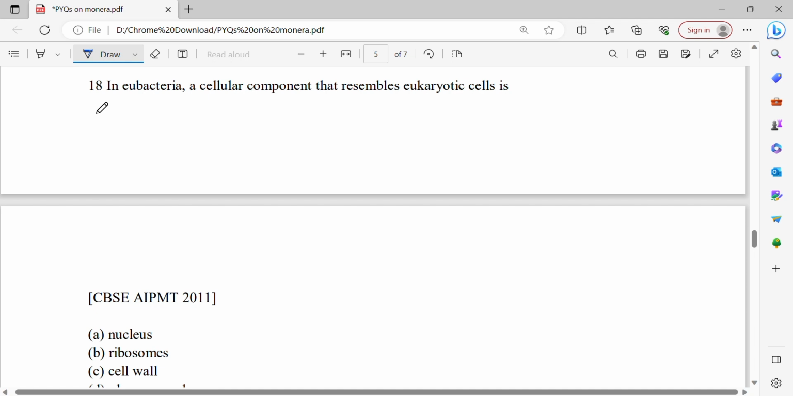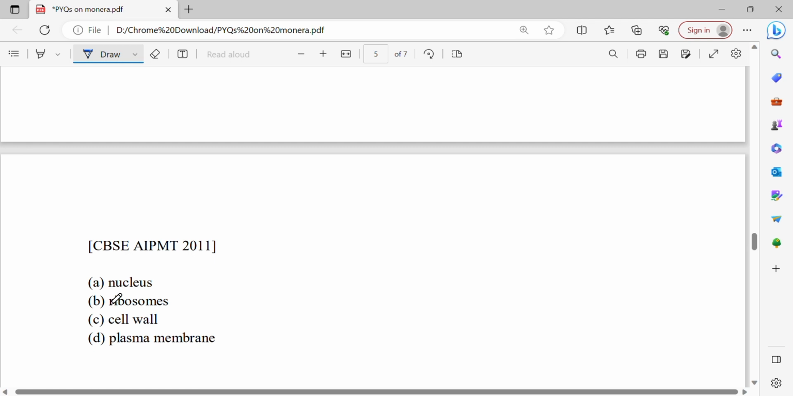Question number 18. In eubacteria, a cellular component that resembles eukaryotic cell is option A nucleus, option B ribosome, option C cell wall, option D plasma membrane. And the correct option is option D plasma membrane.